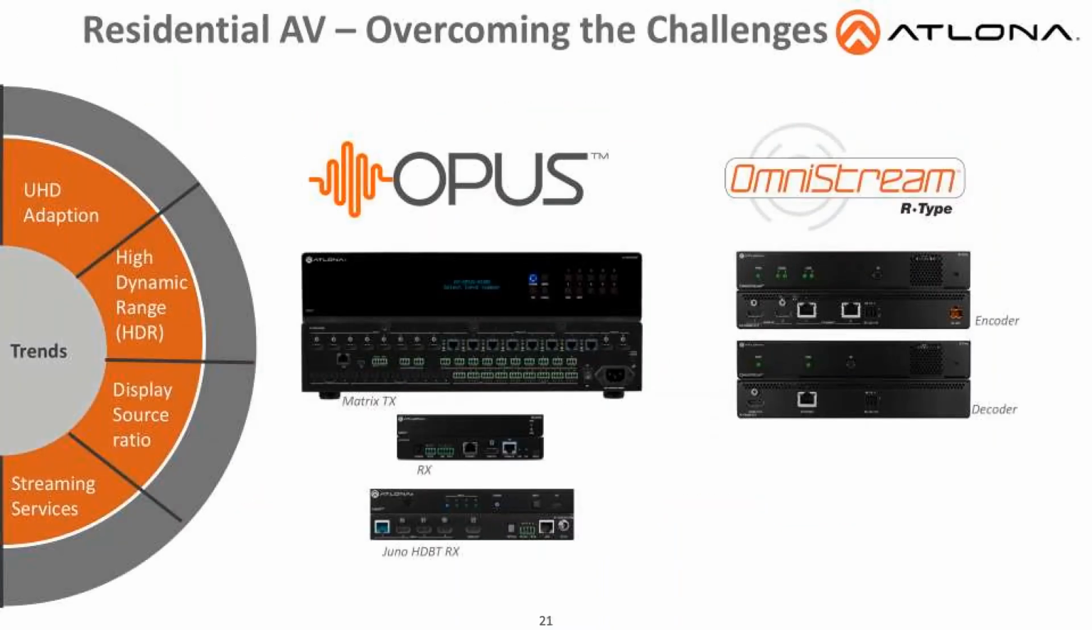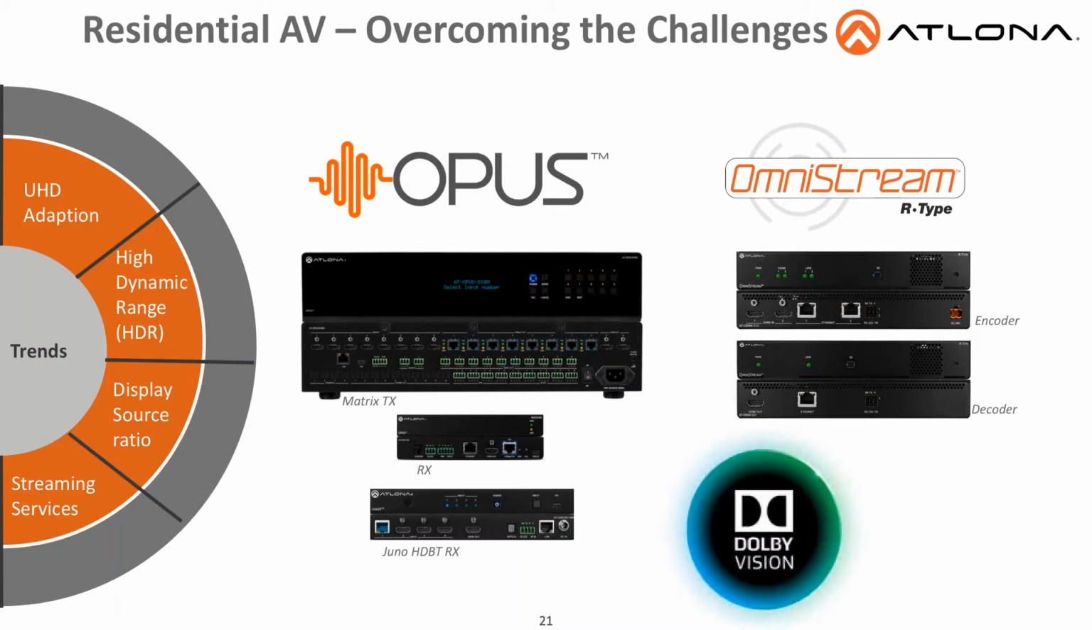And to top it off, we have our new Opus line. And Opus and OmniStream R-Type both right now have the ability to handle and stream Dolby Vision HDR signals. Opus is the new version of our Pro 3 series, and it's completely expandable. So let's go ahead and jump into that.